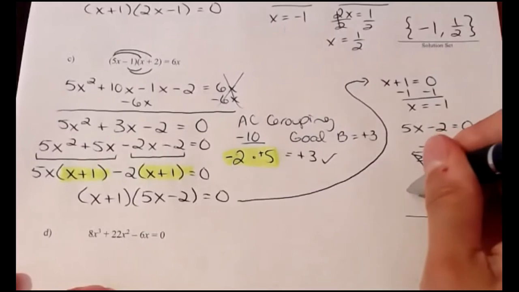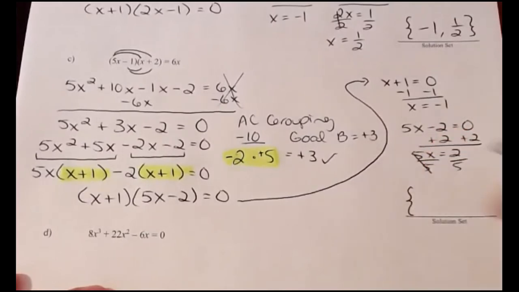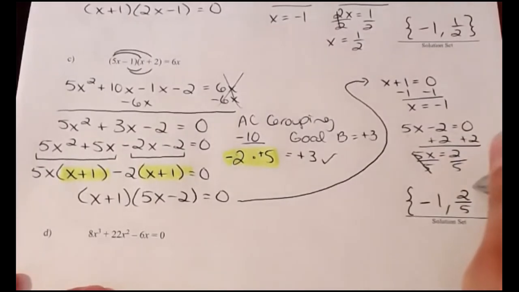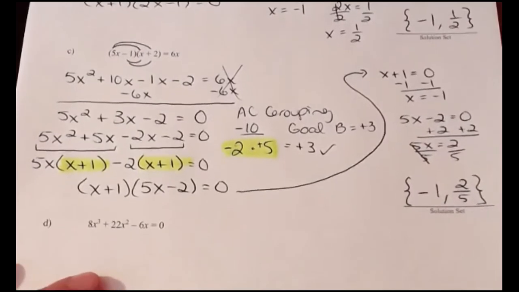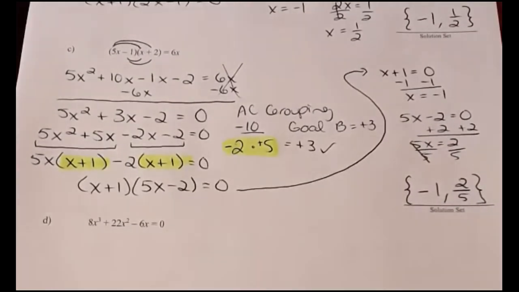So for our solution, we've got some braces here. And our answer is going to be -1, 2/5. Excellent work. I am hopeful that this is, you know, making more sense as we progress through this, and it becomes easier and easier.